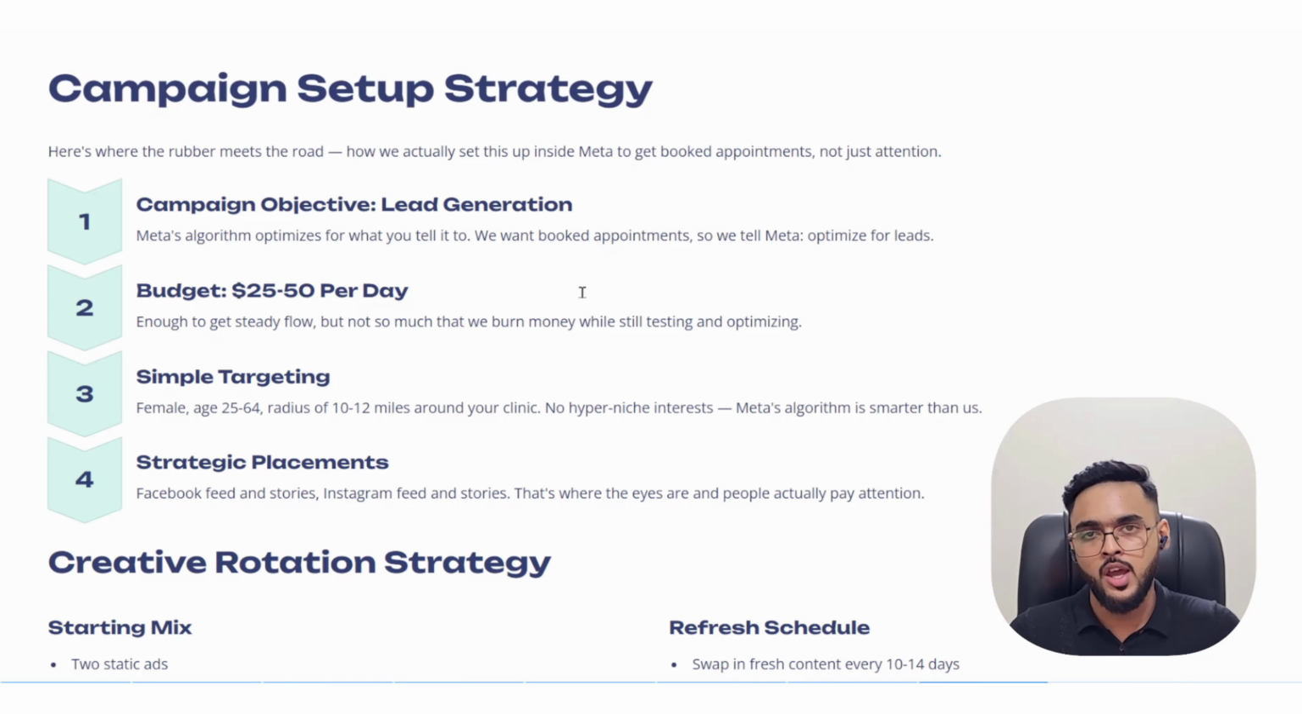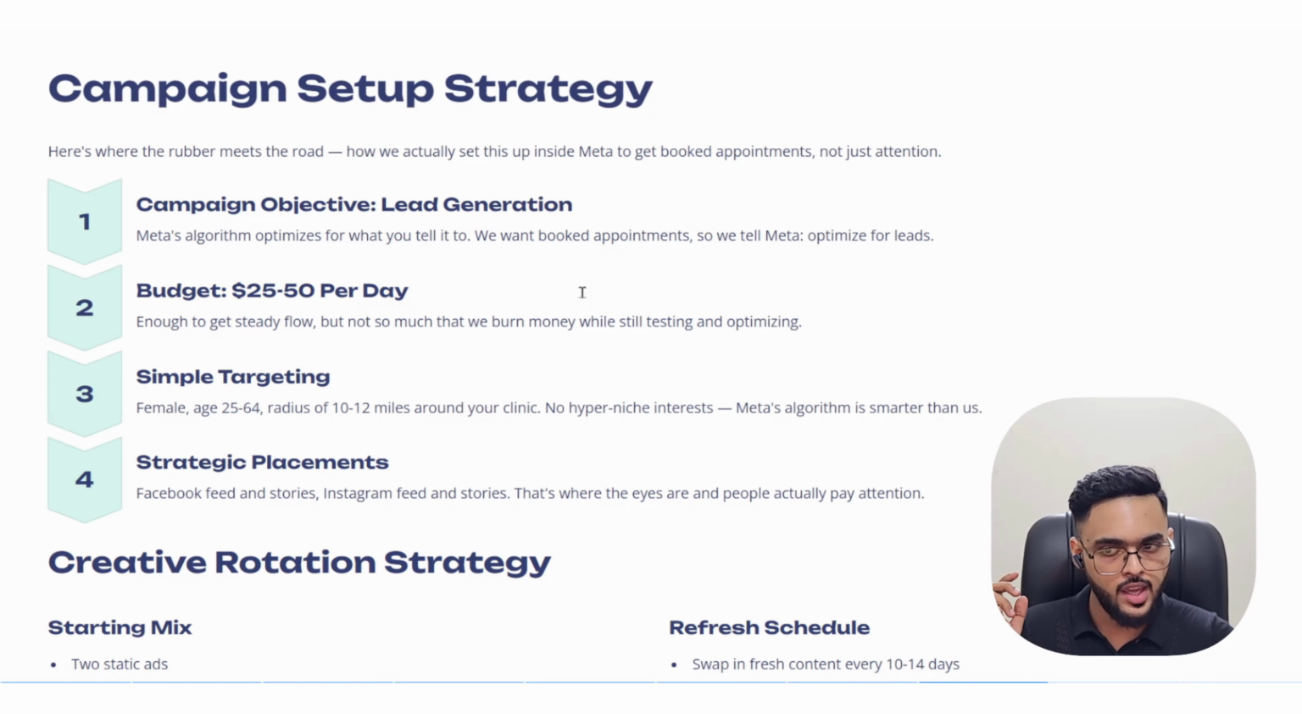The beautiful thing about ads is once you find a winning ad, you can predict, at some point you will know, well, if I put $1,500 into ads, I'll make $6,000 back from it. So if I want to make 20 more grand this month, do the math. How many dollars should I put into ads? That's the beauty of ads. You can scale it up very predictably. And so once you find a winning ad, you can go way over $50 per day. But $25 to $50 per day is enough to get steady flow, but not so much that we burn money while testing and optimizing. This is important.